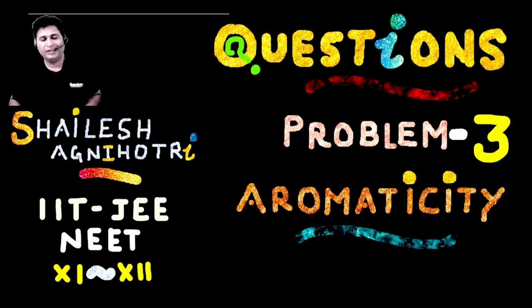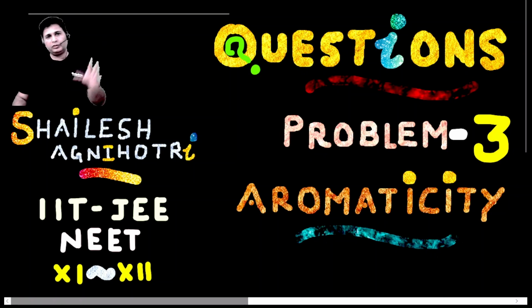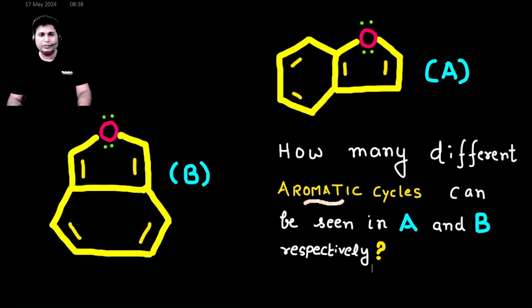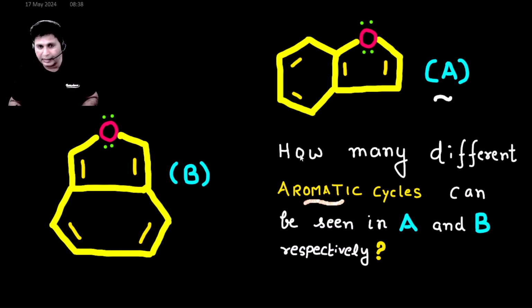Hello everyone, and as you all know, we are doing the problem session based on the aromatic character and the resonating structures. In this process we have already done two problems, and now it's the turn of problem number 3. So let us try to see what this problem is all about. As you can see directly, the problem is based on two compounds, compound A and compound B.